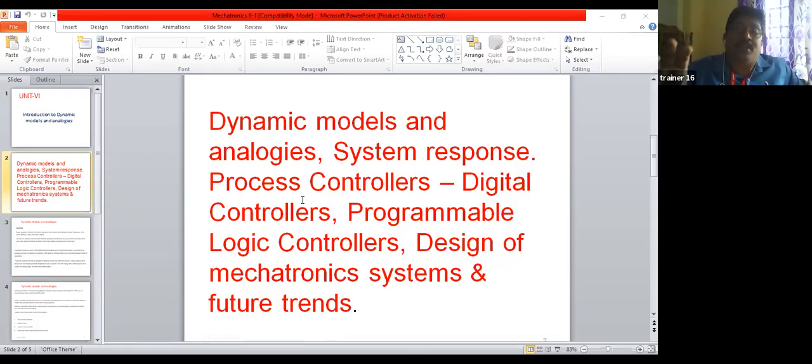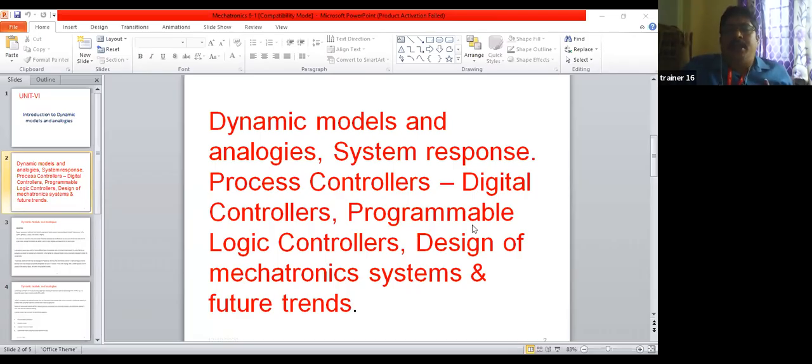And the next, process controllers. Already we discussed the process controllers. In the industry you can go for various process controllers. Already we discussed this in unit 3 or unit 2. And the digital controllers. With these process controllers in industry and digital controllers, we have to go for developing a model. That means design, model development, and a prototype.